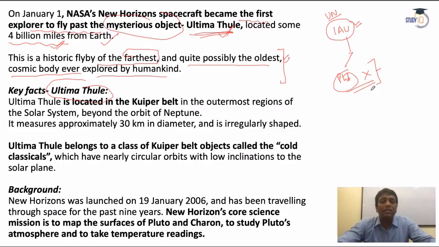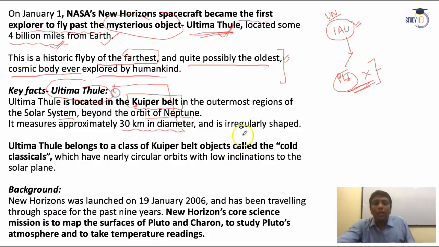The same New Horizons mission also checked a mysterious object called Ultima Thule. Ultima Thule is in the same place where Pluto-type dwarf planets are found. That place is called the Kuiper belt, the outermost region of the solar system after the orbit of Neptune. Ultima Thule is approximately 30 km in diameter and irregularly shaped. It belongs to a class of Kuiper belt objects called cold classicals.